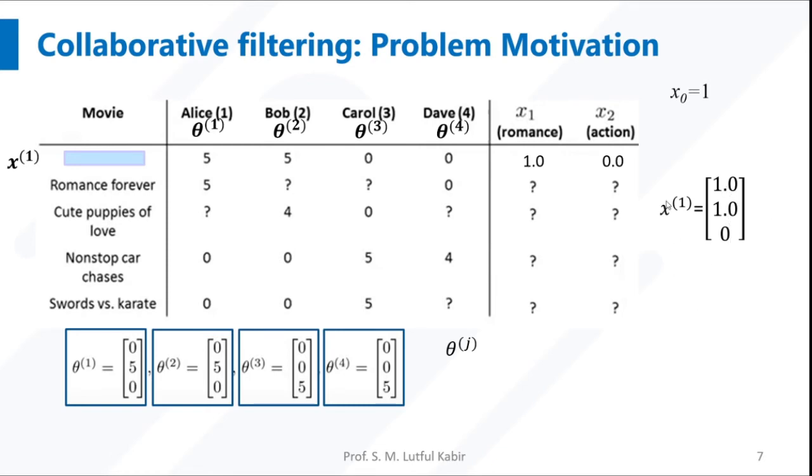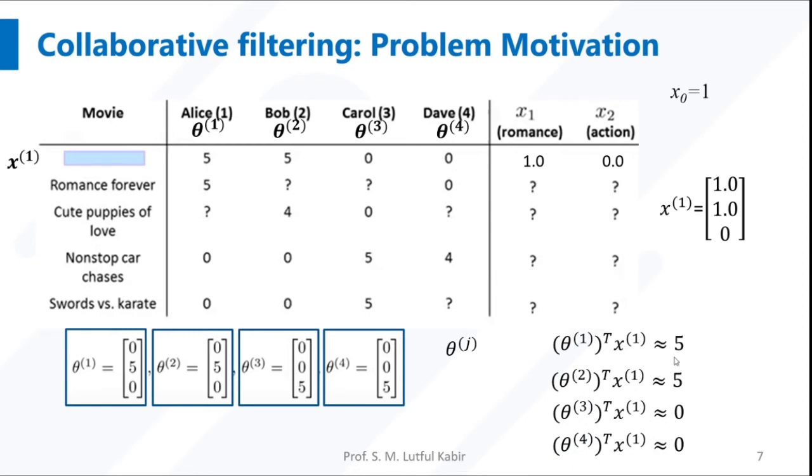So this vector, if I multiply with theta 1 transpose, that should give you the 5. Again, this vector multiplied by theta 2 transpose should also be 5. But if you multiply theta 3 transpose with x1, that has to be 0, and theta 4 transpose multiplied by x1 also has to be 0. So this value satisfies 1 and 0. The value satisfies all the ratings that are provided. With theta 1, we can easily verify these particular values.